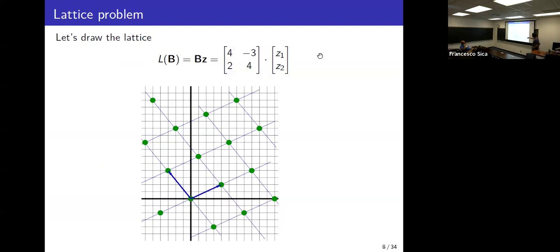And let's draw this lattice. That's exactly the lattice generated by this one. Because if you count down, this is a two-dimensional thing. The first vector is (4, 2), so I have 1, 2, 3, 4, and 2. So that's one vector. And the other vector is (-3, 4): minus 3, and 1, 2, 3, 4.